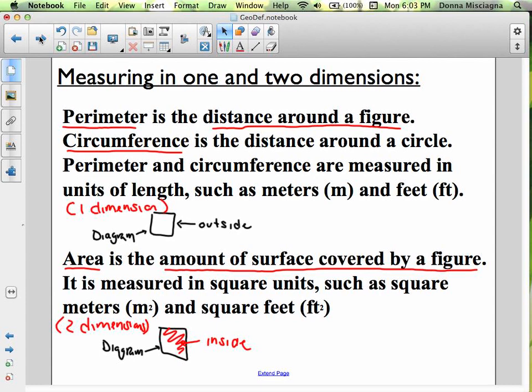I want you to write in the underlined words and include that one. So circumference is the same thing as perimeter. We call it circumference when it's a circle. Circumference has circle as part of it, right? So it means the exact same thing, and it's the distance around. I want you to also add to your definition that it's measured in units of length, like meters and feet.